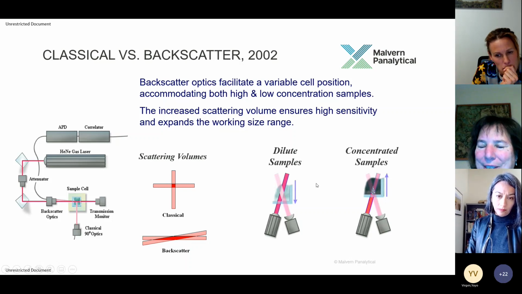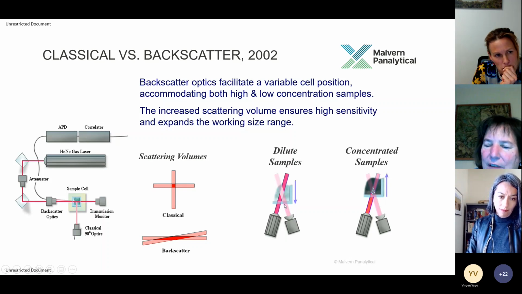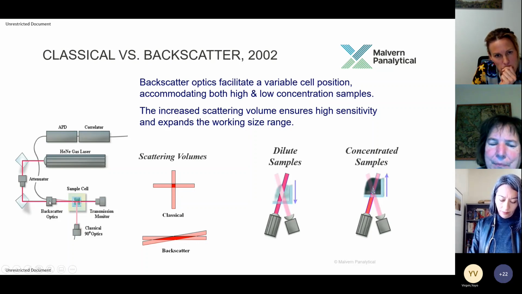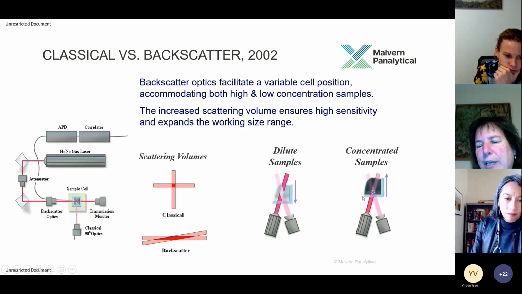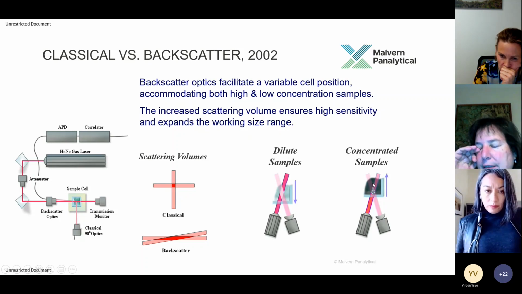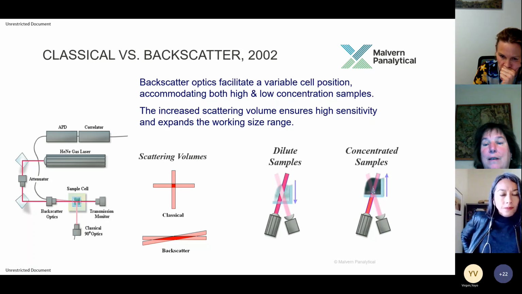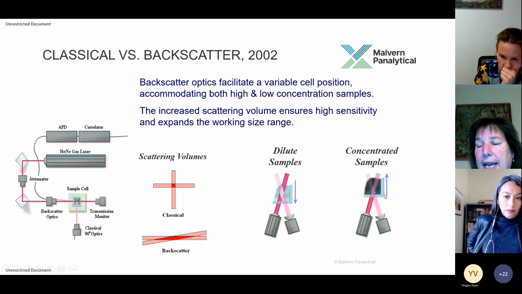However, on the other side of this, because we're bringing the laser in and detecting off the same surface of the cell, that means that we could put this lens in the instrument in front of the sample cell, and we could move our focus position. So let's say our sample's not dilute, it's very concentrated, it's opaque, that's okay. We can focus now and minimize the scattering volume.